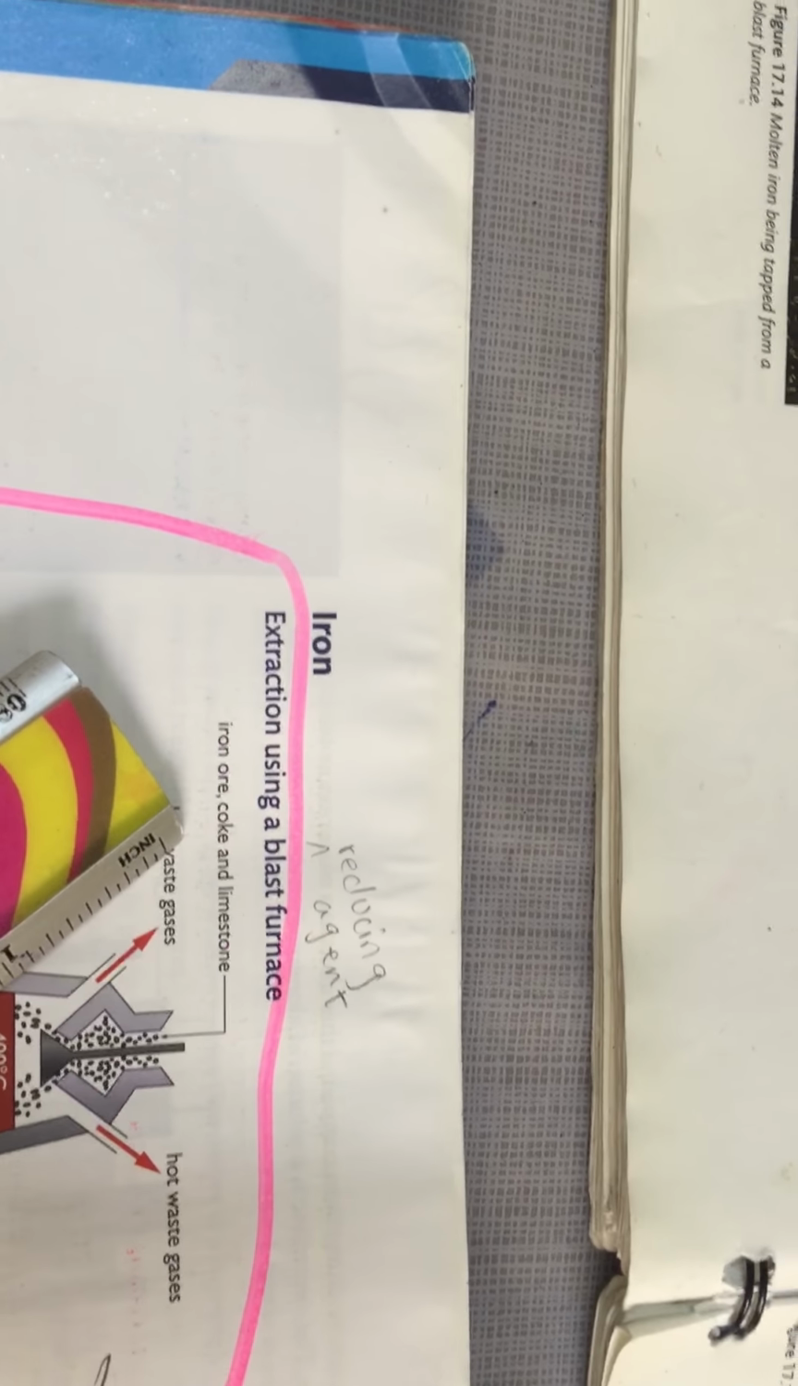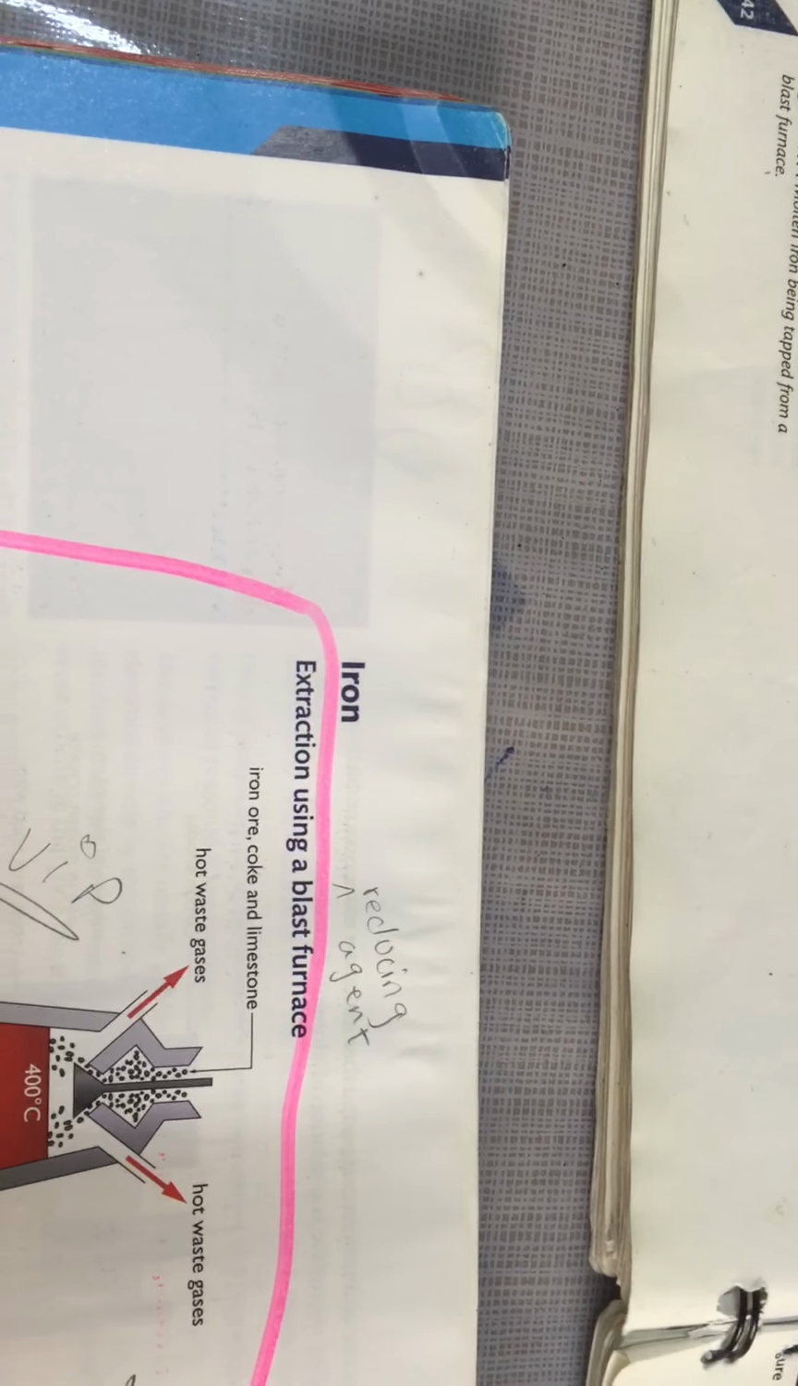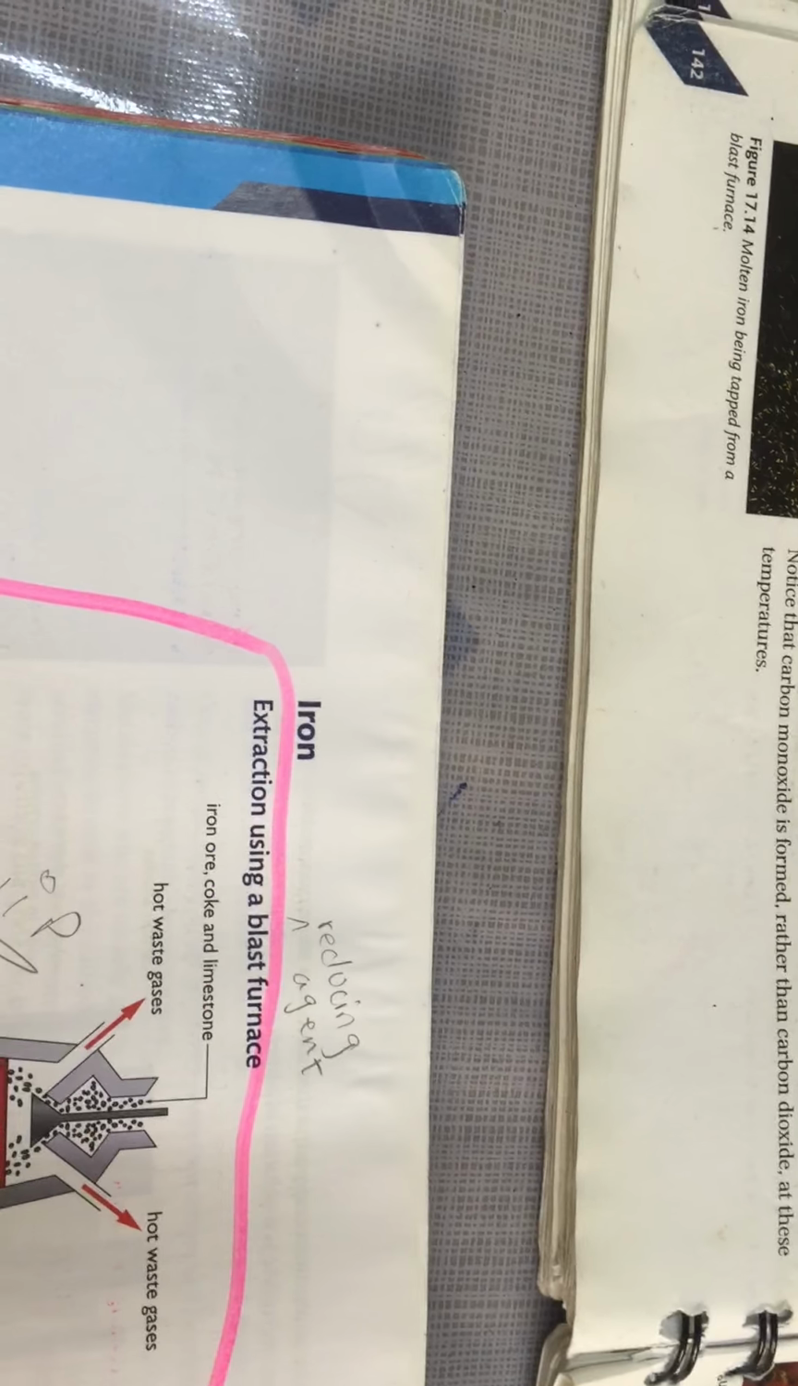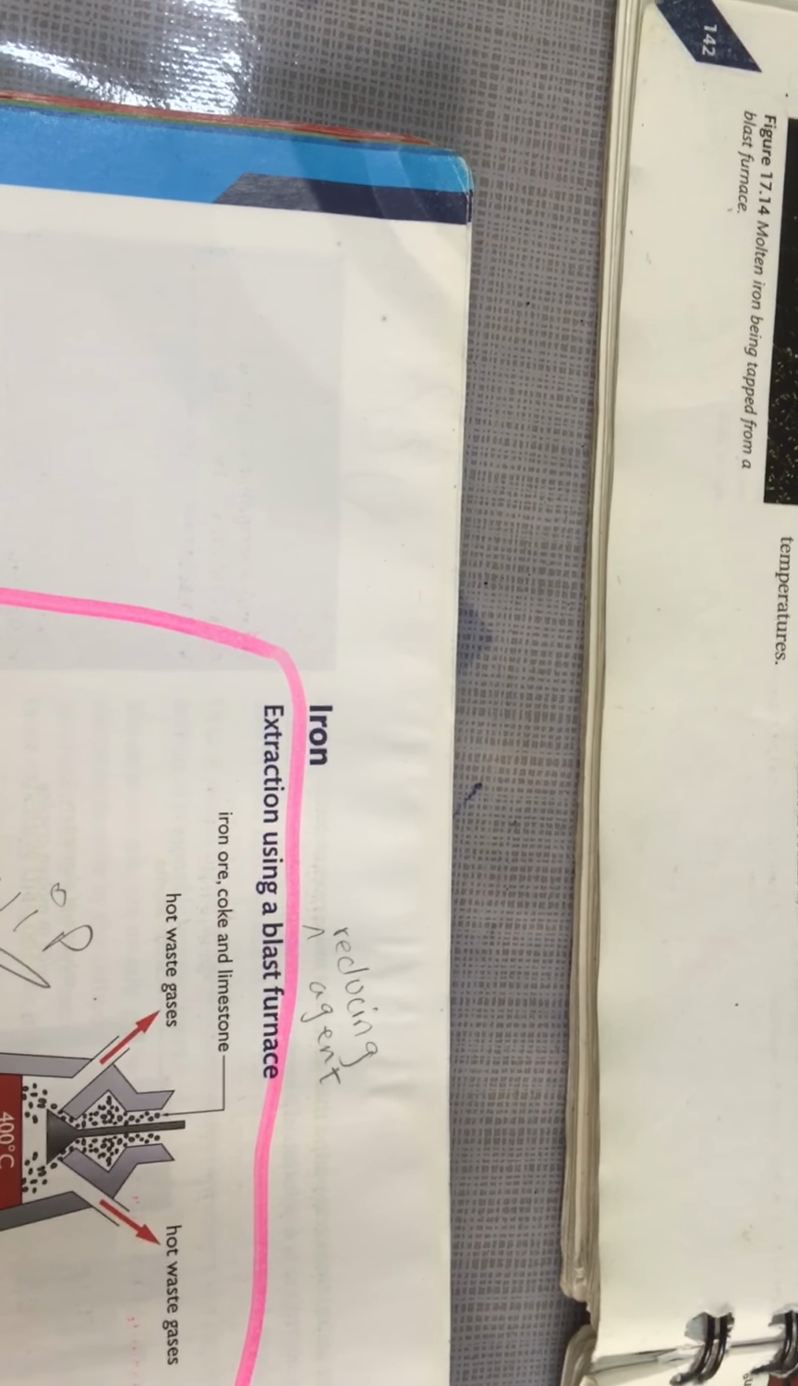What do we have to add in this furnace? We have to add the iron ore. We have to add coke. We have to add limestone. Okay? Attention, look carefully.